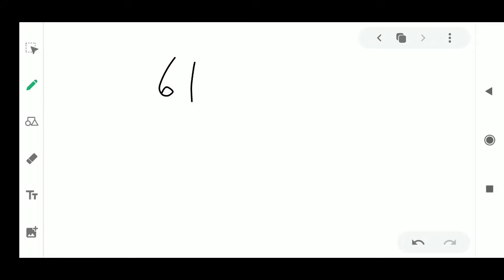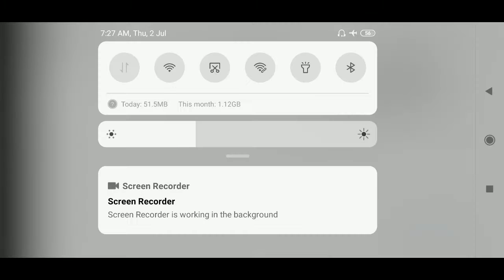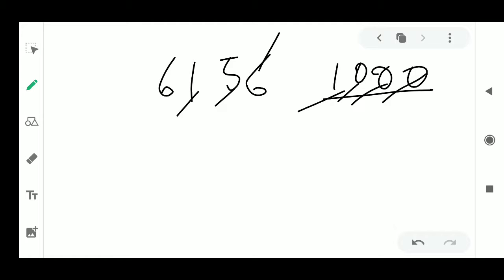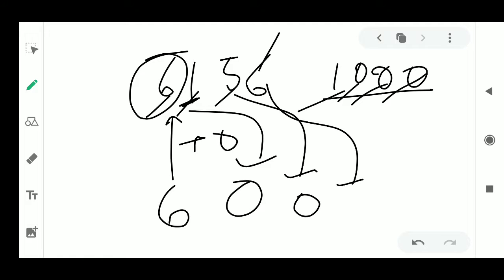Similarly, we can do the same for the nearest 1000, any number. I took 6156. There is 1000 we are taking: ones, tens, 100, 1000. So we circle the 1000 place and put the arrow. Now this digit 1 is greater than, less than, or equal to 5? That is less than, so that is plus 0. So 6 plus 0 is 6, and 1 is coming on the left side, so this becomes 0, 5 also becomes 0, and 6 also becomes 0. So your answer is 6000.